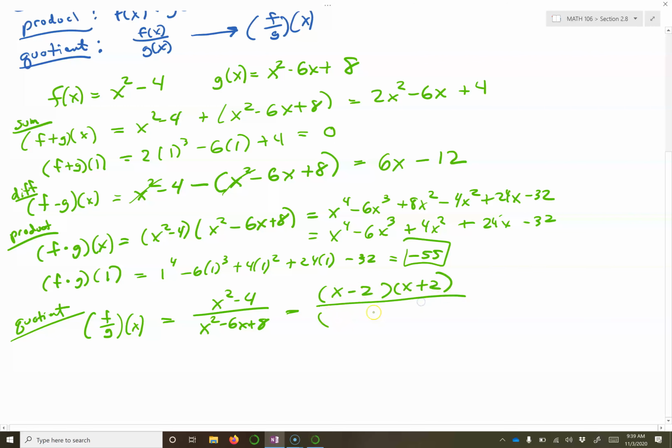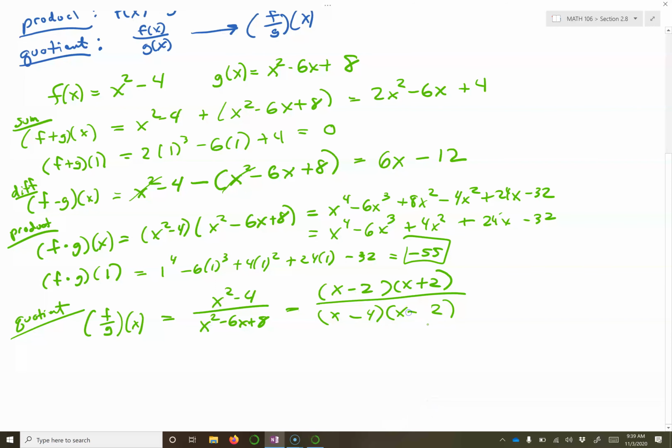Then can we factor the denominator? For 8, we can do 4 and 4, or is this possible, 2 and 4. I don't know why I was thinking that. 4 and 2, and then negative signs. So what happens is we have an x minus 2 term in the numerator that can cancel with an x minus 2 term in the denominator, and we're left with x plus 2 over x minus 4.